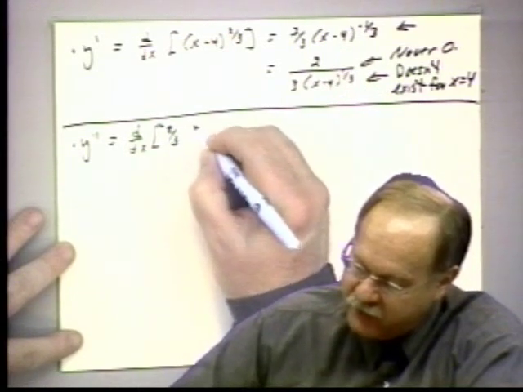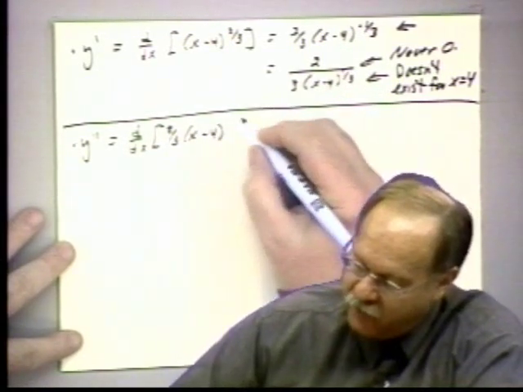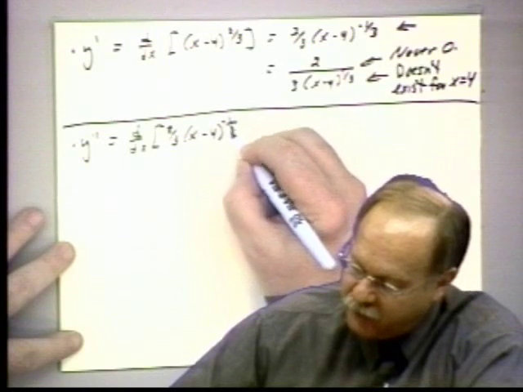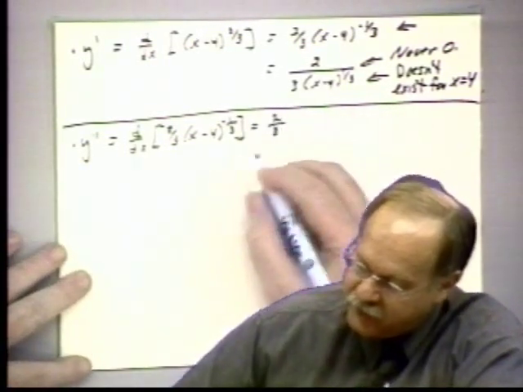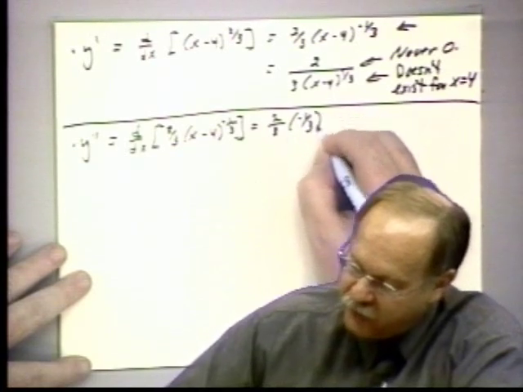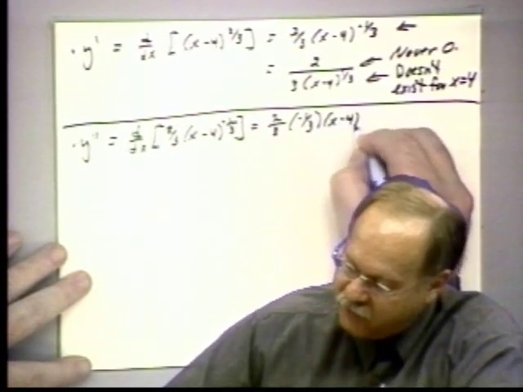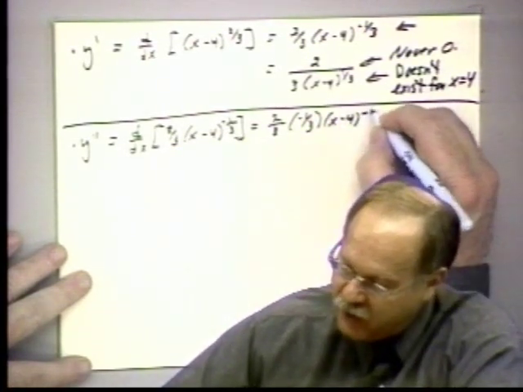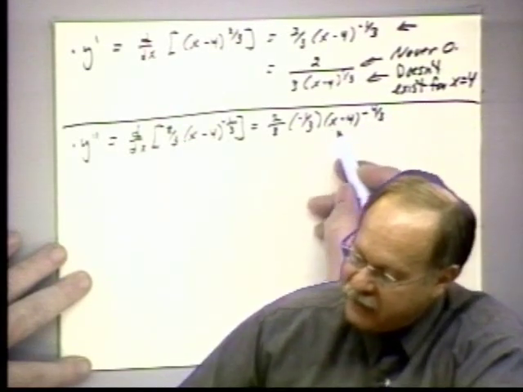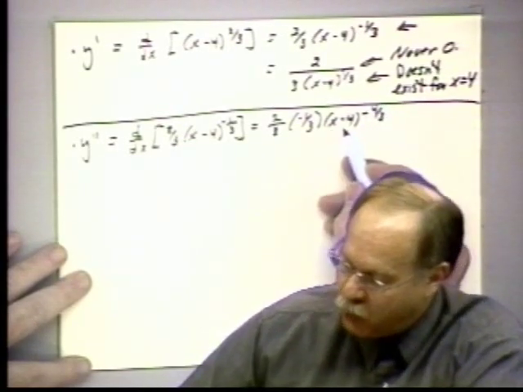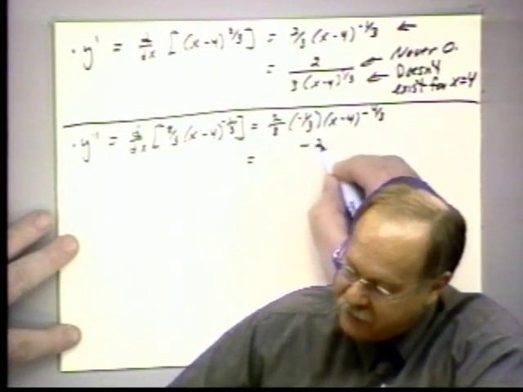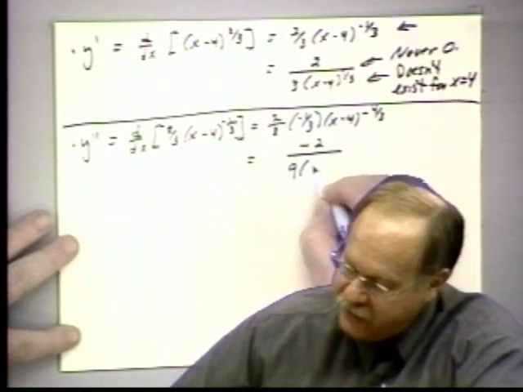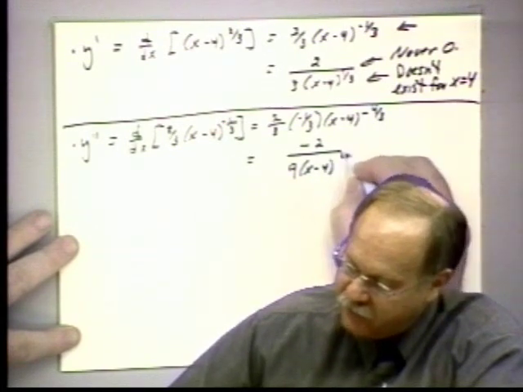So I have 2/3 (x minus 4) to the minus 1/3. And let's just go ahead and run that through. The 2/3 stays, minus 1/3 here, (x minus 4) to the minus 1/3 minus 1, so that's minus 4/3, times the derivative of the inside, which is just 1. If I then simplify this, I'm going to get minus 2 over 9, (x minus 4) to the 4/3 power.